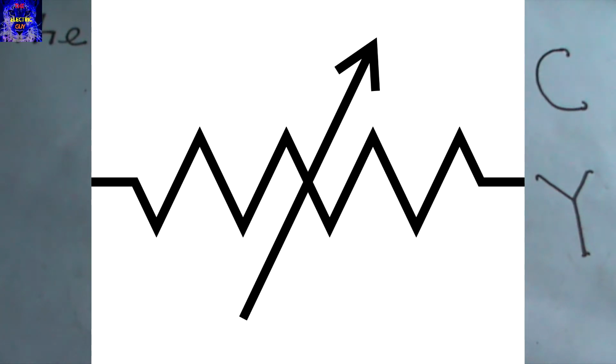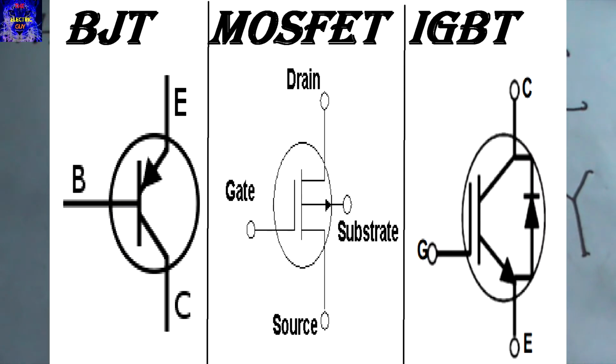Then the variable resistor: a resistor with variable input is called a variable resistor. It has a third leg, represented by an arrow on the resistor. Then we have the transistor. There are many types of transistors like MOSFET, BJTs, etc. The representation of some transistors is shown on the screen. We will talk about them in my next videos.